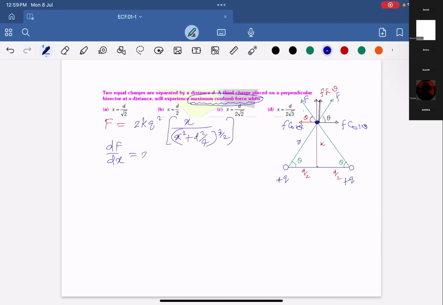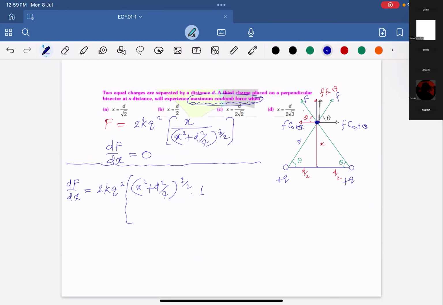Okay. So 2kq square into this, for condition for maximum and minimum is this. I told you the differentiation should be 0. So I'm going to differentiate it. Now see what I'm doing. I'm going to take df by dx of that. 2kq square into, I open the bracket, denominator into, denominator is this.